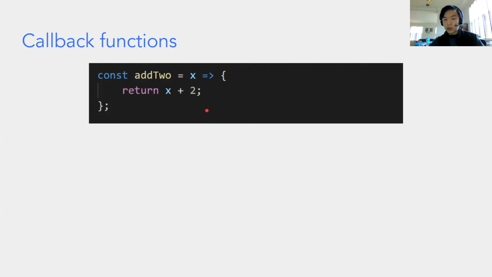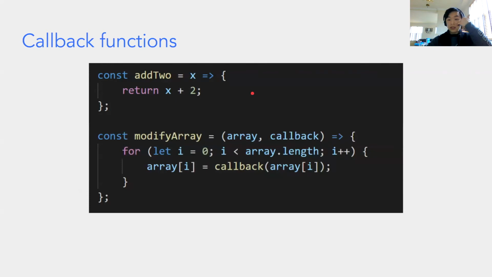That's what add to should do. Now, this is where the meat of this topic is. It's in what's called this modify array function, which takes in 2 inputs. It takes in an array, and it takes in a callback function.